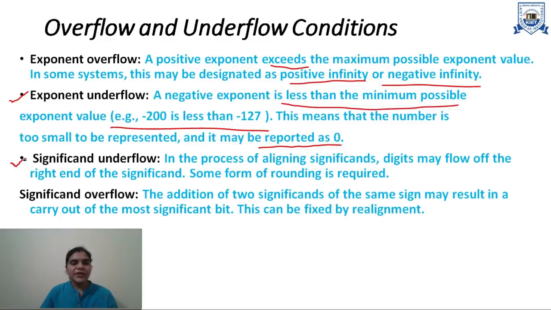Now significand underflow. In the process of aligning significands, it may be possible that digits may flow off the right end of the significand. So some form of rounding will be used to remove significand underflow.